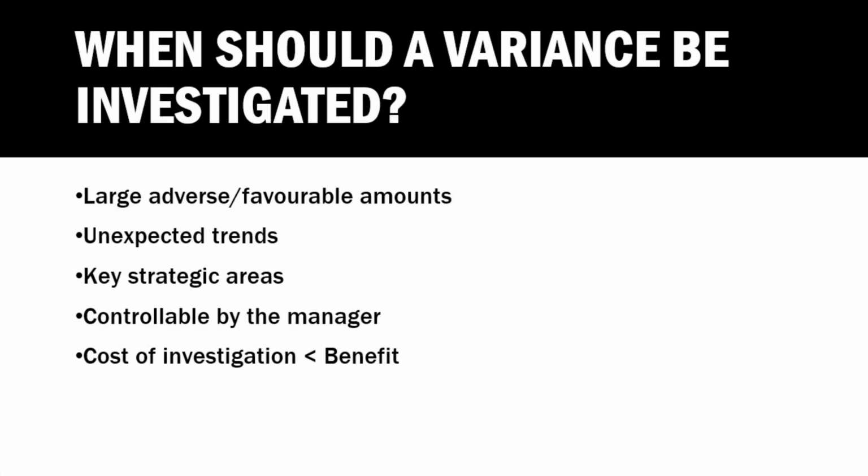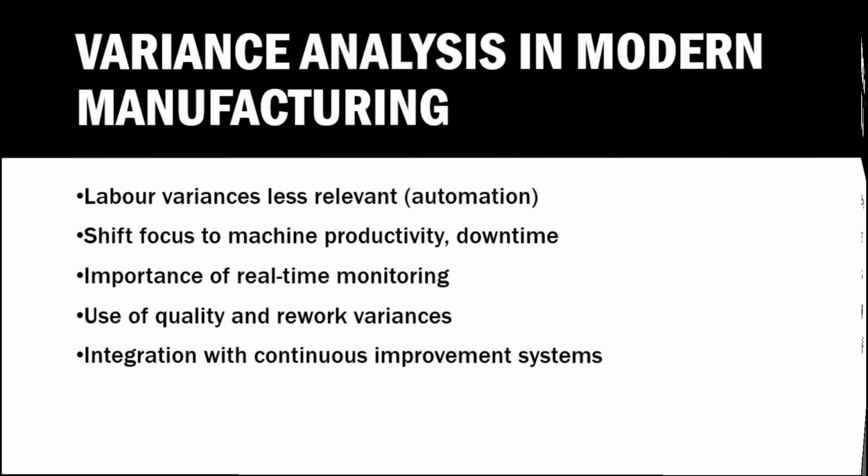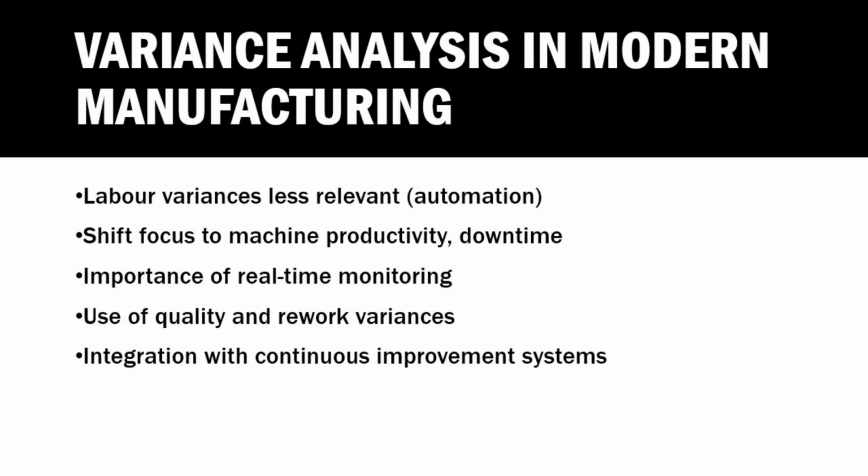Variances should be investigated when they are large, unusual, strategically important, controllable by the responsible manager, or when the benefit of investigation exceeds its cost. In modern manufacturing, automation has reduced the relevance of labor variances. The focus now is on machine efficiency, downtime, and quality. Variance analysis must evolve to include these modern measures using real-time performance tracking and continuous improvement systems.